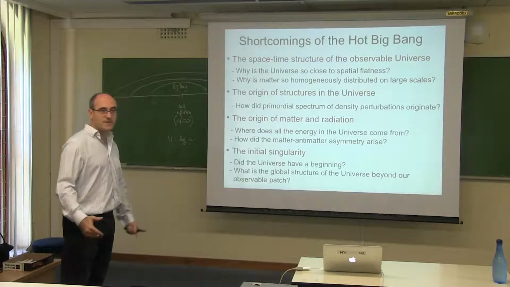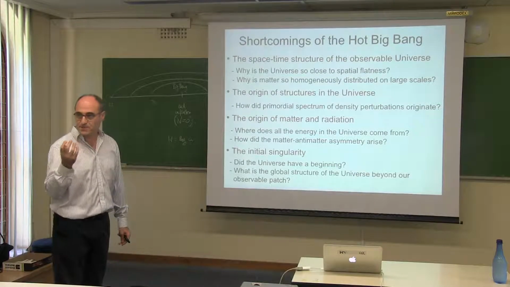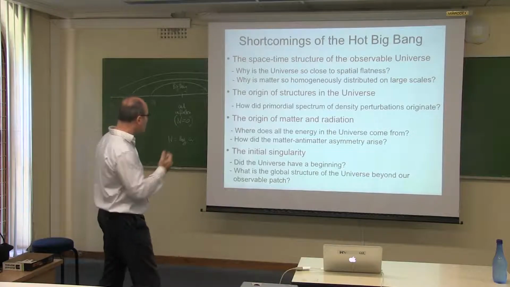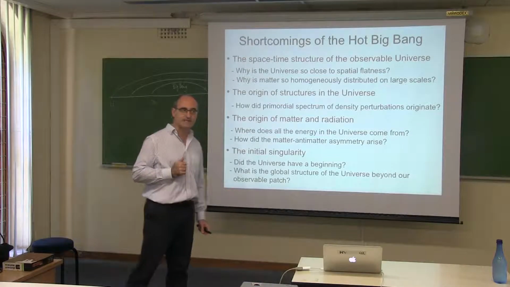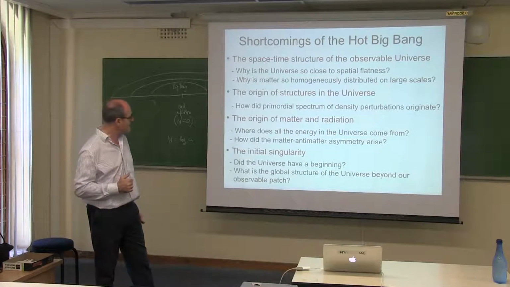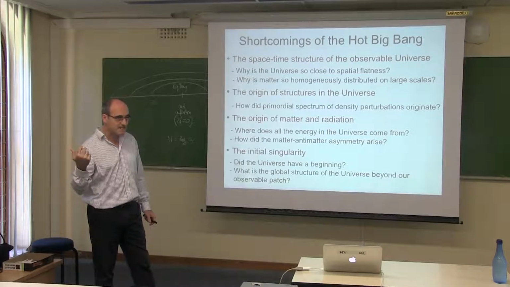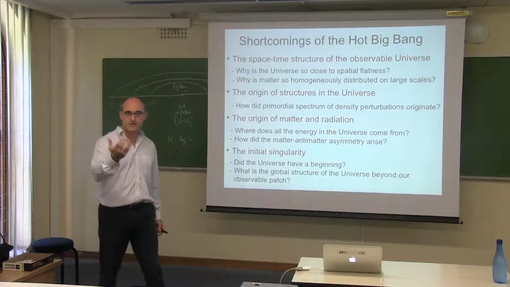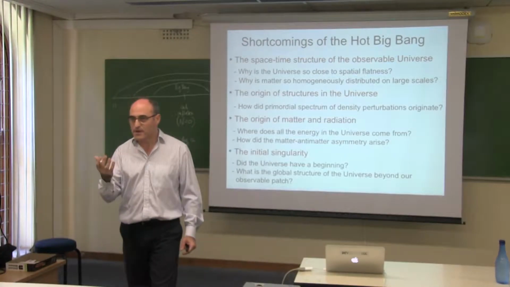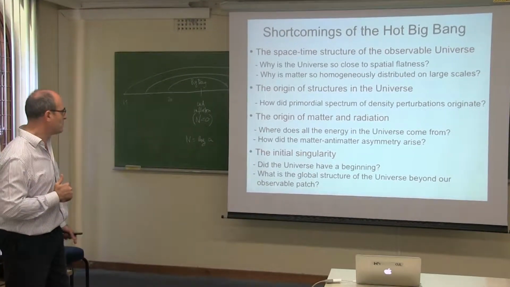First, you know that the space-time structure of the observable universe has very peculiar properties. Why is the universe so close to spatial flatness? That's something which in the 70s became a puzzle. It was the first time that people had observed the distribution of galaxies and they said, wow, this universe seems to be extremely flat for what I would have expected. And I'll show you why it is unusual in Friedmann universes.